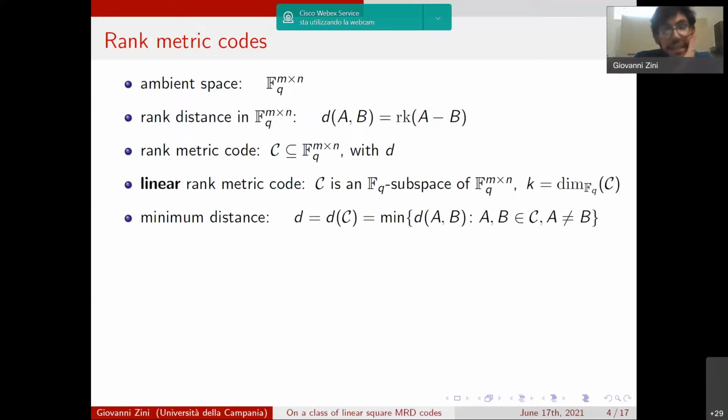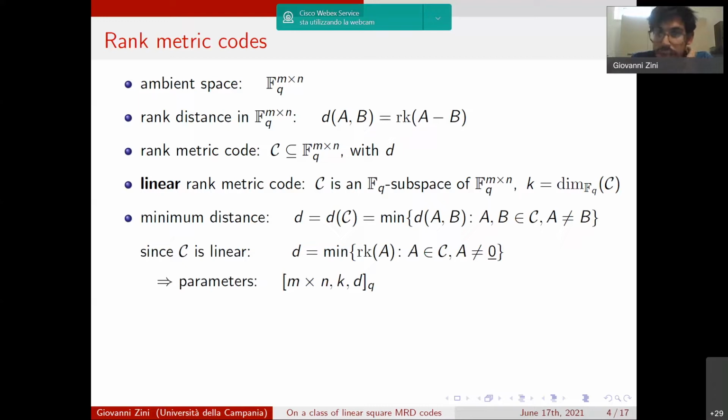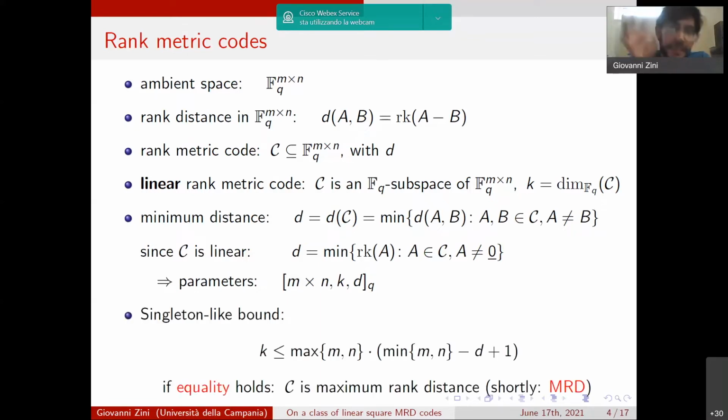The minimum distance is the minimum distance between two distinct code words, and being C linear, it equals the minimum rank of a non-zero code word. We'll denote in this way the parameters of such a linear rank metric code. These parameters obey this Singleton-like bound, and when equality is attained in this bound, the code is said to be MRD, which stands for maximum rank distance, and is in a sense optimal.